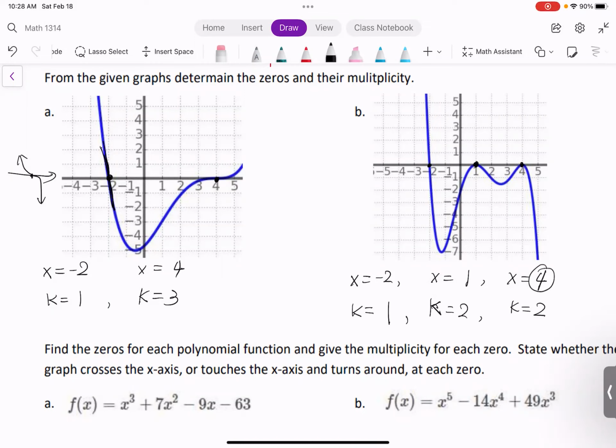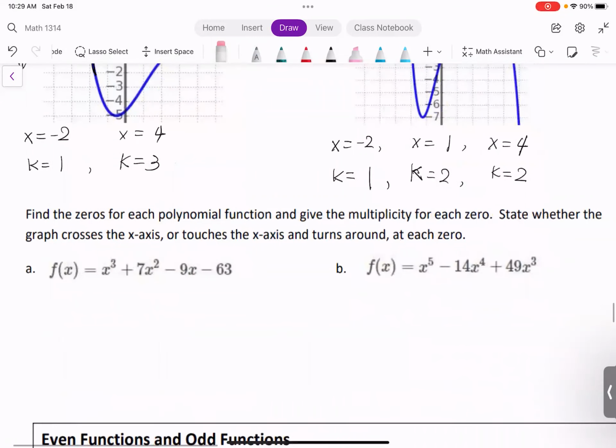Because here it touches and bounces off, the k must be an even number. And here k is an even number. K here is an odd number. Okay, things are more clear. Okay, let's find the zeros for each polynomial function and give the multiplicity for each zero.